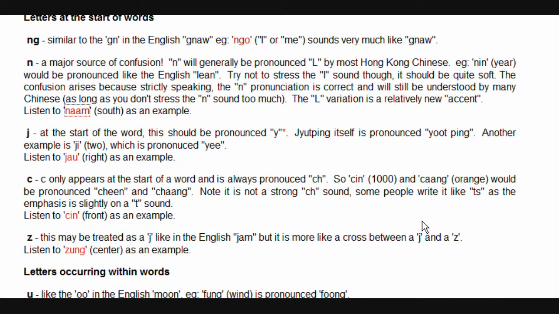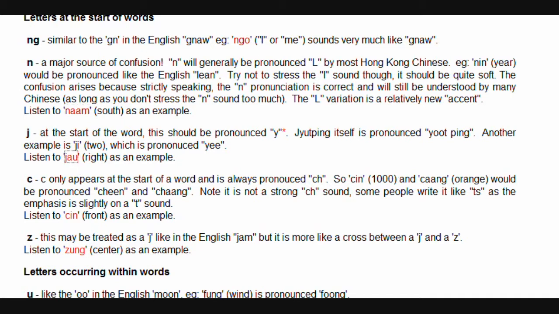J, at the start of the word, should be pronounced Y. Jyutping itself is pronounced Yutping. J at the start of Jyutping. Another example is j-i or j-e, which is pronounced Yi. Listen to jau, right, as an example.